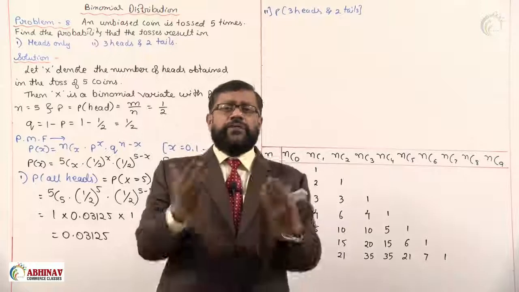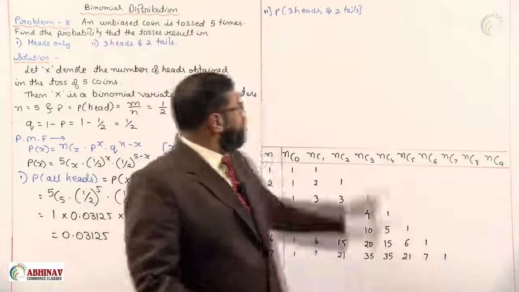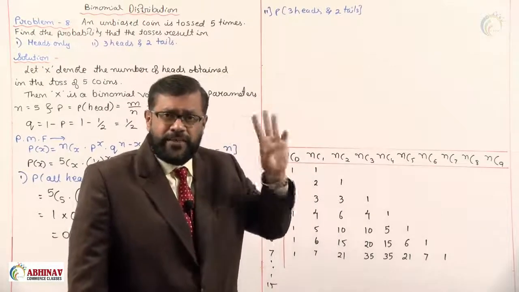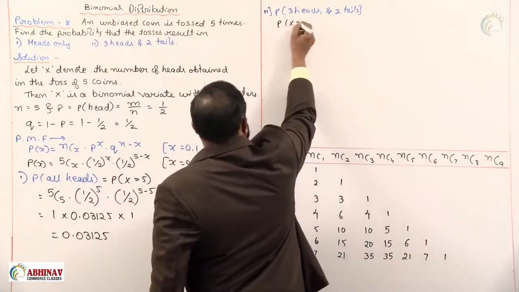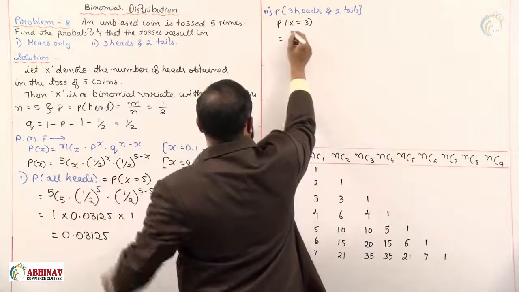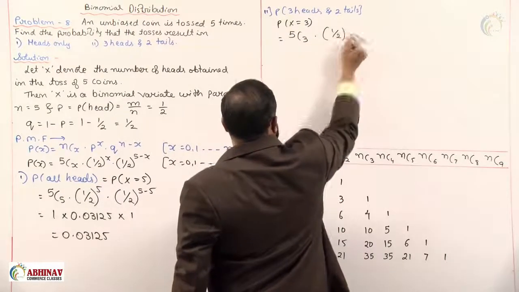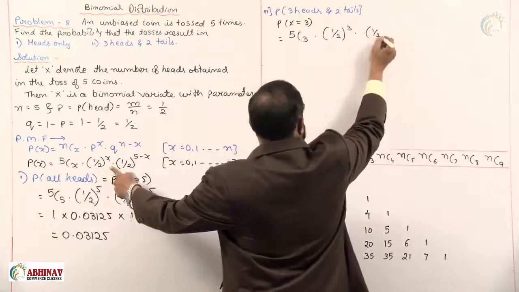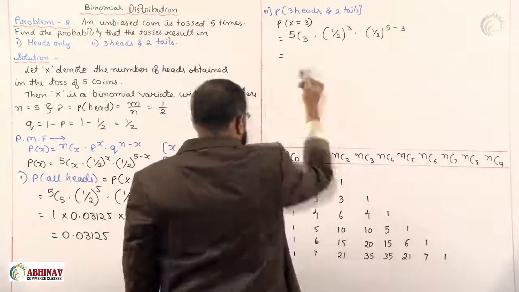We are concerned with what x we have denoted. Let x denote the number of heads obtained. Check out in this outcome, how many heads obtained? 3. So x is going to be 3. In this PMF, we'll put the value of x as 3 now. 5 combination of 3, 1 by 2 raised to 3 into 1 by 2 raised to 5 minus x, that is 3. 5c3 we want.